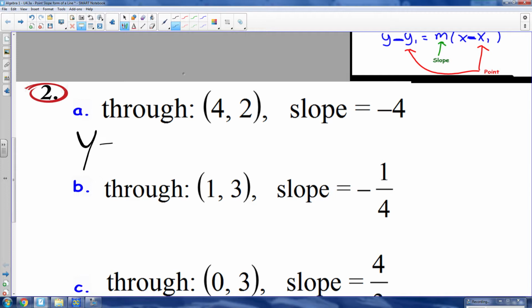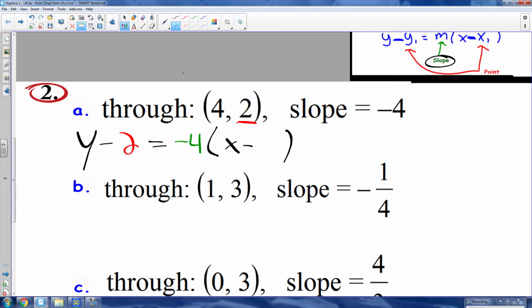What we want to do is y minus whatever the y is. So what's the y of the equation given? What's the y that was given? 2, right? So it's pretty simple. All we want to do is y minus 2, which is this point right here, equals, and then it wants to be the slope here. So what's the slope that they gave us? -4. So we put that here.